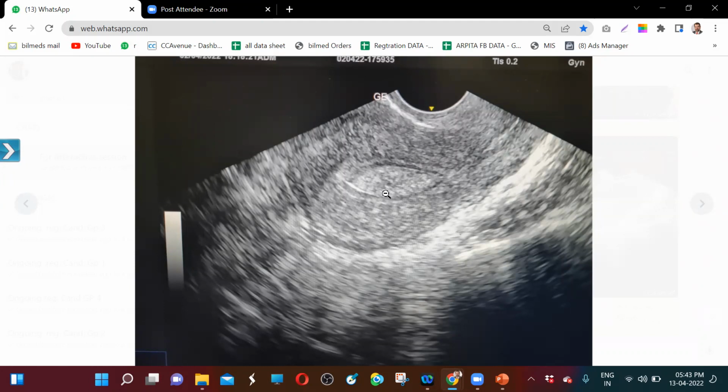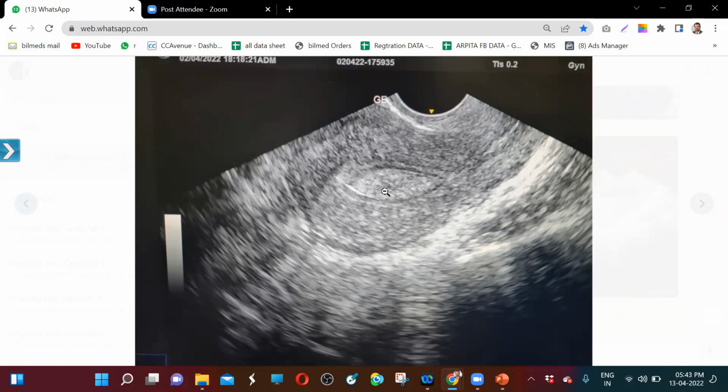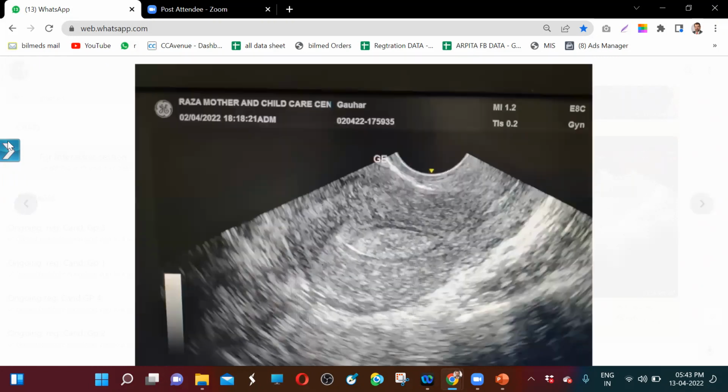If I am in the late secretory luteal phase, then I will rescan the patient. But this patient, as per Dr. Zainab, is not in luteal phase. Day 10, day 11, she told me. So this is most probably a polyp. On grayscale, it looks hyperechoic, and let us see what it is showing on color.